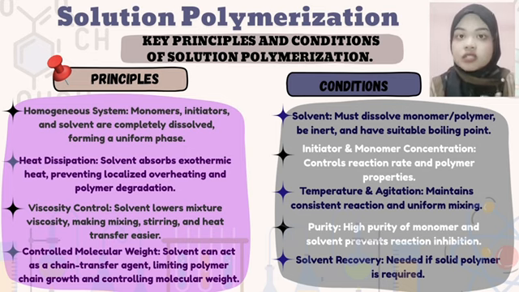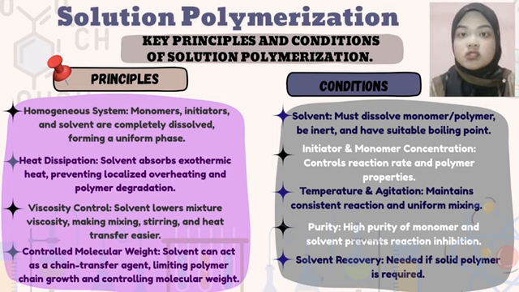In addition, the solvent helps in viscosity control by lowering the viscosity of the reaction mixture. This makes mixing, stirring, and heat transfer much easier. Finally, the solvent can act as a chain transfer agent, which limits polymer chain growth and helps control the molecular weight of the polymer. Next, I will explain the essential conditions required for solution polymerization.